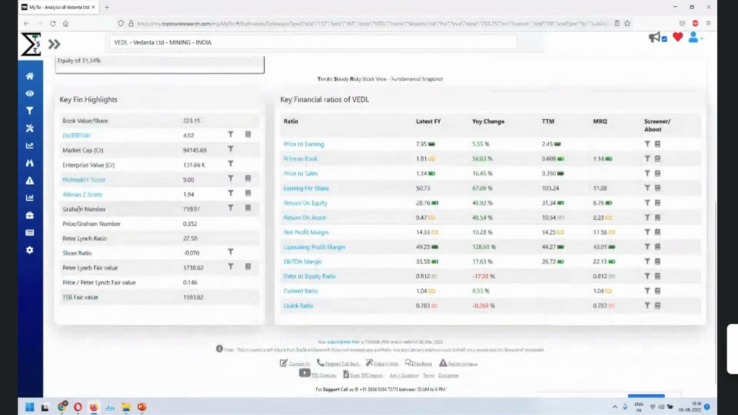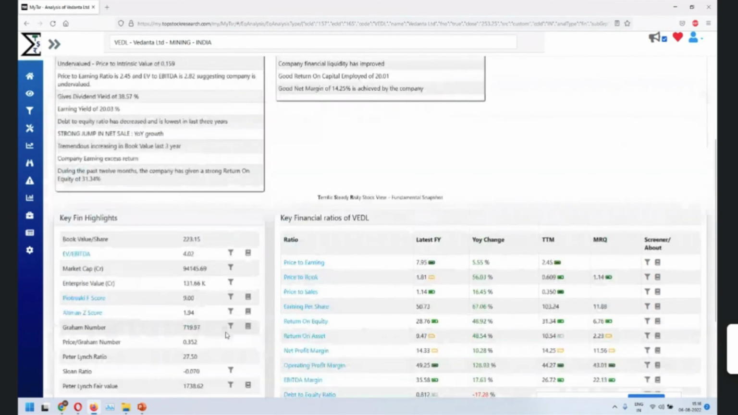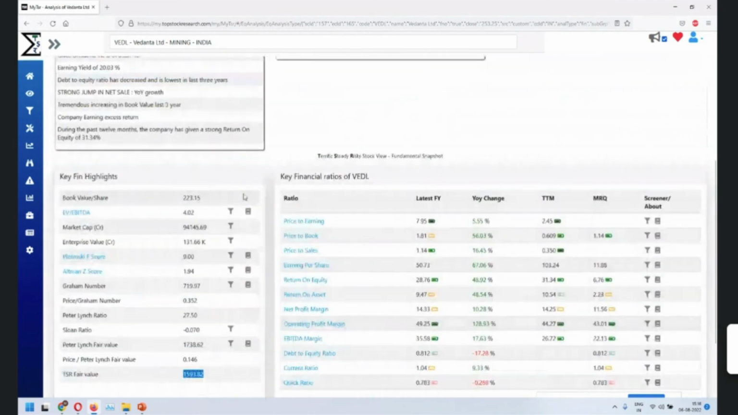If you look at this, Graham number says 719. Then the book value says 223 per share. Then Peter Lynch says, below, 1735. So you see the difference, whereas our fair value is 1593. You'll see there's so much of a difference when it comes to the fair value. So it depends on the algorithm that you use.